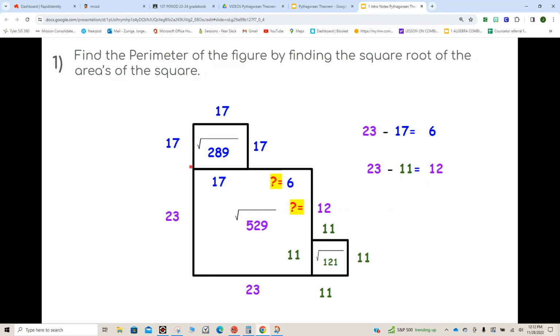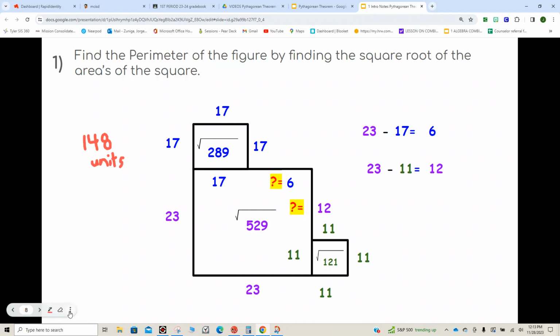So the last thing we're going to do here is add all of the values. So go ahead and add up all of the values. You're going to do 17 plus 17 plus 6 plus 12 plus 11 plus 11 plus 11 plus 23 plus 23 plus 17. So go ahead and add these up and see what you get. I'm going to go ahead and pause, and then I'll give you the answer. All right, so the answer for this is going to be 148 units. So you just found the perimeter, okay?